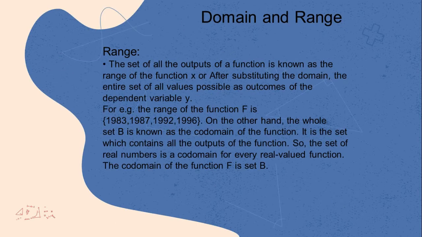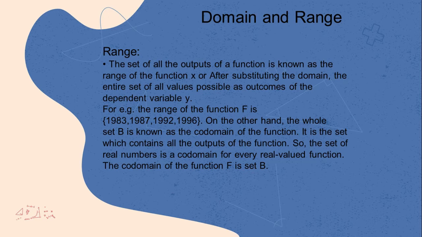Range: the set of all the outputs of a function is known as the range of the function. After substituting the domain, it is the entire set of all values possible as outcomes of the dependent variable y. For example, the range of the function f is 1983, 1987, 1992, 1996.